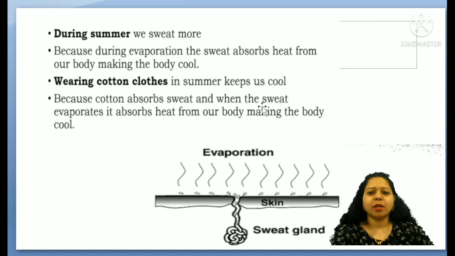Wearing cotton clothes in summer keeps us cool. In summer season we wear cotton clothes. We are not wearing any winter clothes. Why? Because cotton absorbs sweat, and when the sweat evaporates, it absorbs heat from our body, making the body cool. See, sweat glands secrete sweat from our skin, and when it starts to evaporate, for evaporation it takes heat from our body, and that's why our skin feels cool in the summer season.